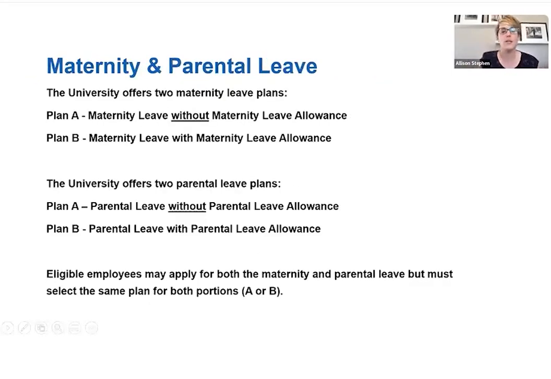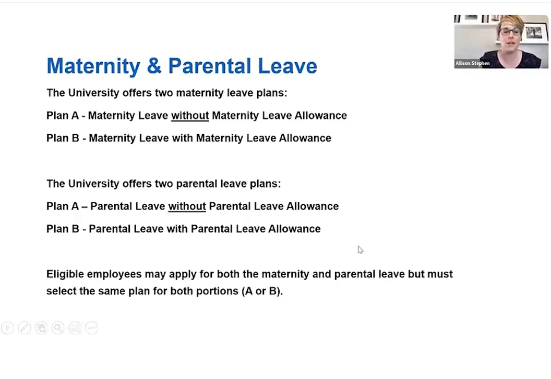So in summary, the university offers 2 maternity leave plans, Plan A and B. When you think of Plan A, you would think that's the better option, but actually Plan A is the leave without any top-up allowance. So basically a leave without pay. So Plan A, maternity leave without allowance. Plan B is the leave with allowance. We also have 2 parental leave plans, Plan A without allowance and Plan B with allowance.